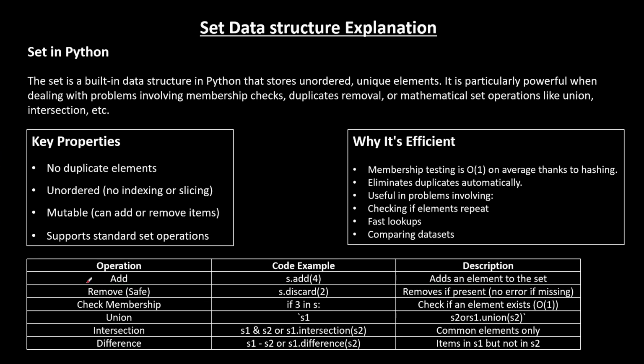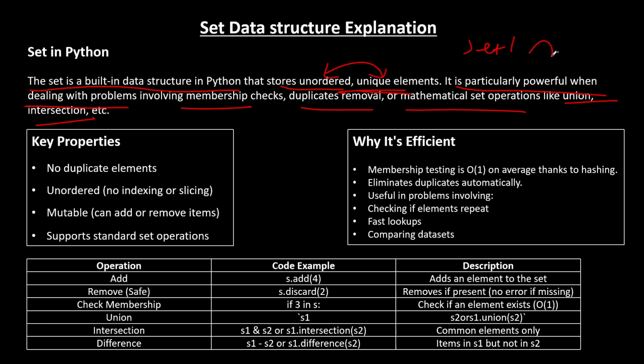Before going to the approach, let's understand what is set data structure in depth. A set is a built-in data structure in Python that stores unordered unique elements. These two things are important. It is particularly powerful when dealing with problems involving membership checks, duplicate removal, or mathematical set operations like union or intersection. Basically, if you do set one intersection set two, you will get only elements which are common in both. And if you do subtraction, it will give the values which are present only in set one and not in set two.